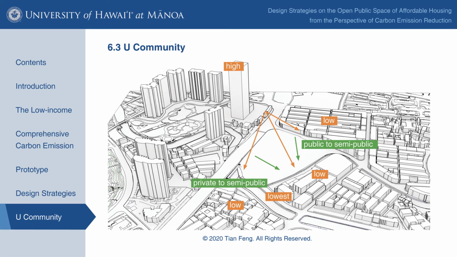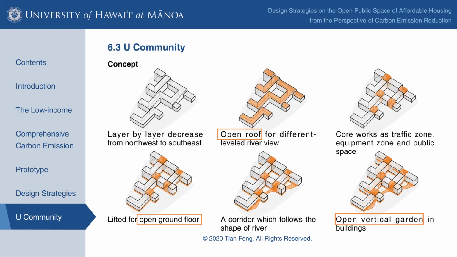From the northwest to the southeast, I try to make the site atmosphere from private to public, and the height from high to low. It has 2 benefits. Different levels of public space can cater to different activities of the low-income groups, and it's a response to the atmosphere and building height of the whole block. This group of diagrams shows how the design comes. After mass formed, open roof, open ground floor, and open vertical garden are gradually set up, and finally form a complete open public space system.